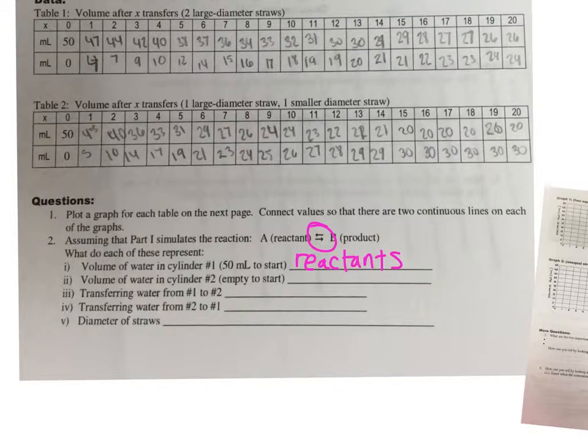And then in the other one, we have something that's starting at 0 and eventually gaining stuff, right? So what is that one representing? The products, right? Because typically we don't start with anything to begin with, and then we continue on, and then you'll have products at the end. So in terms of a forward reaction or a reverse reaction, which one was shown when we transferred water from 1 to 2? The forward. And then obviously 2 to 1 would be our reverse.